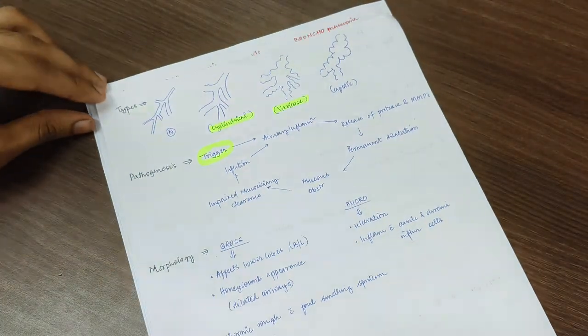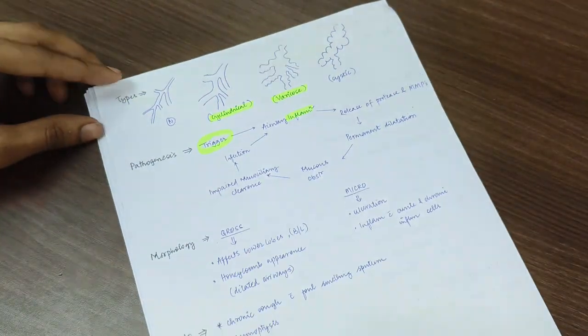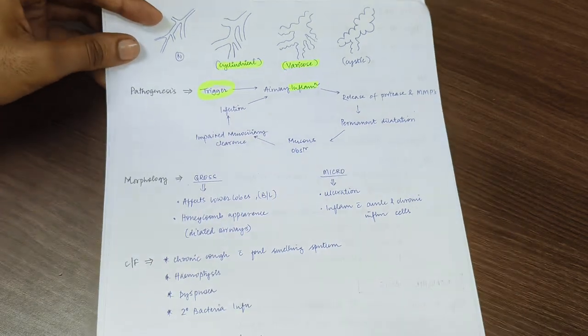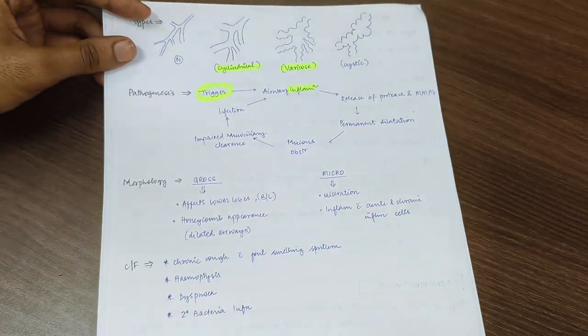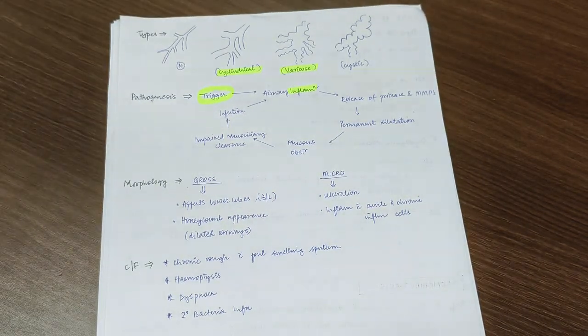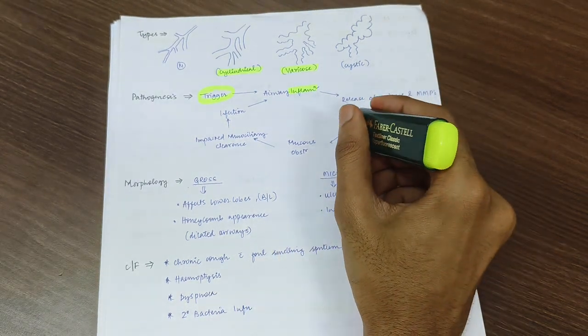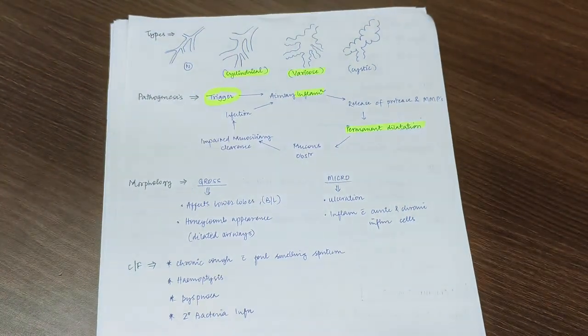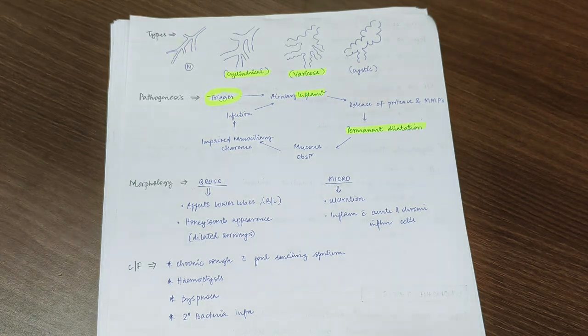What will that trigger do? That will induce inflammation, airway inflammation. Once this inflammation is set in, there is release of proteases and MMPs. These are different enzymes in the airways, and they cause permanent dilatation. Once this permanent dilatation is there, there is mucus obstruction, and there is impaired mucociliary clearance.